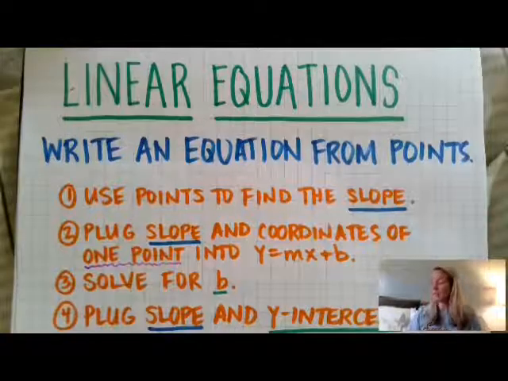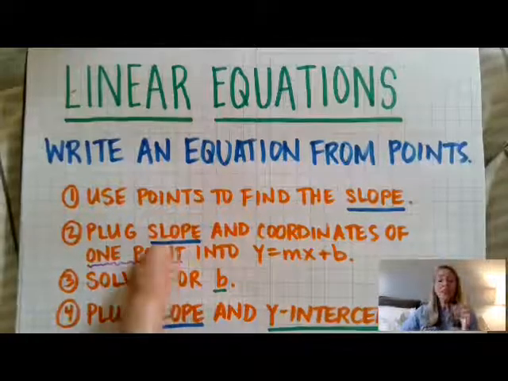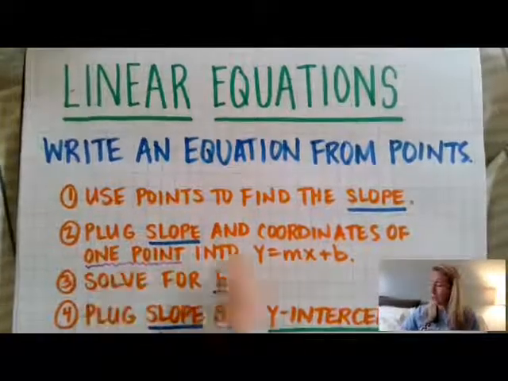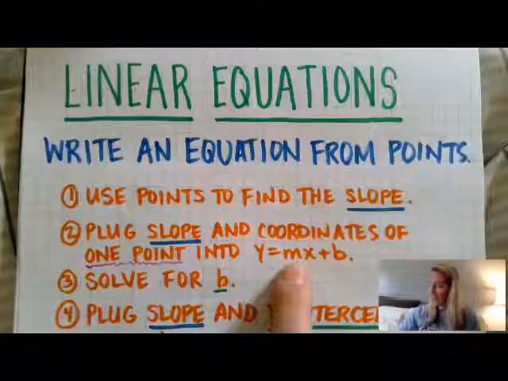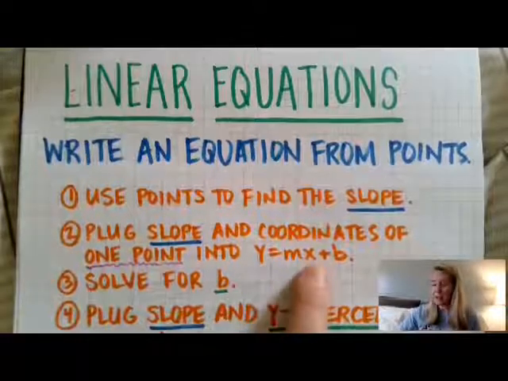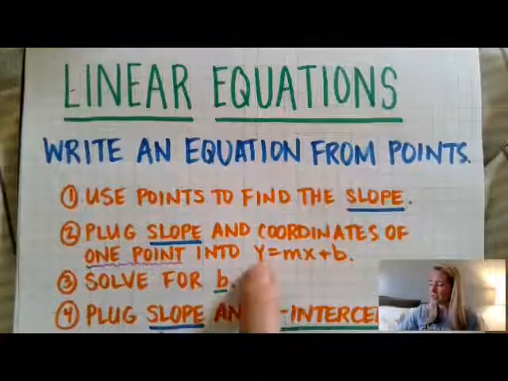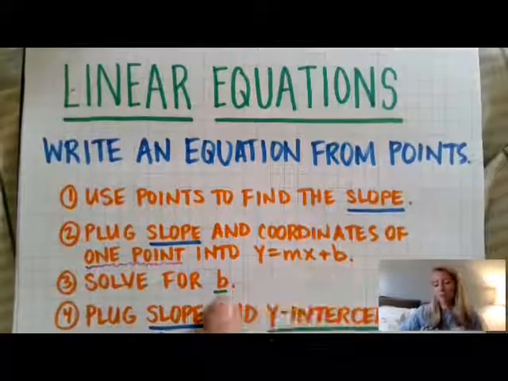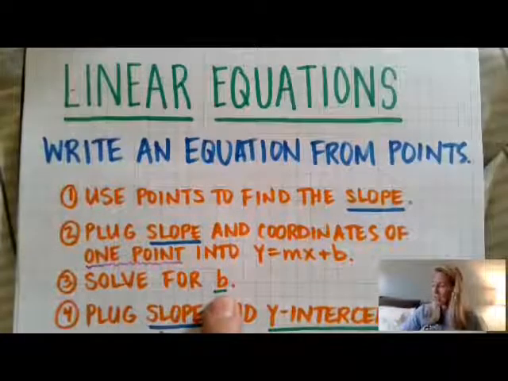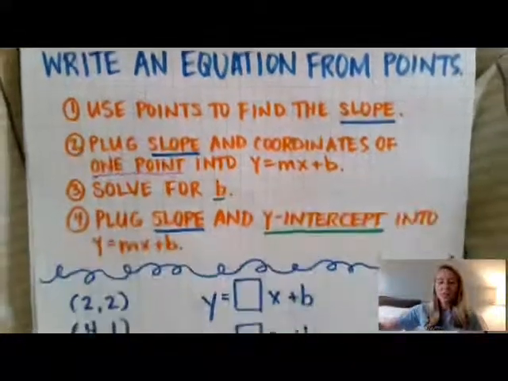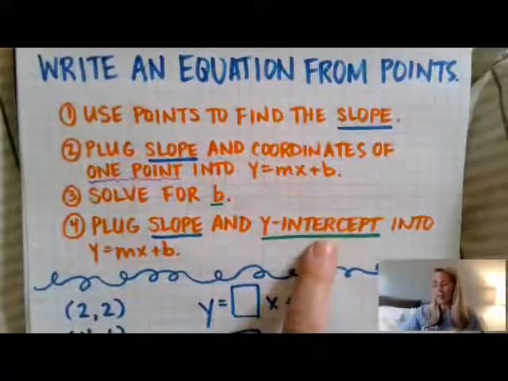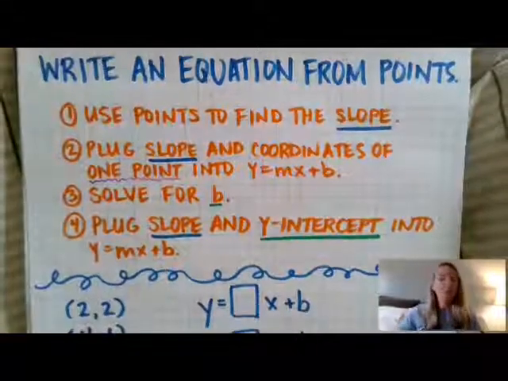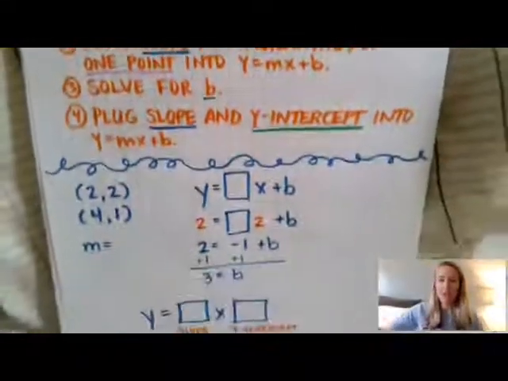So you're going to plug in the slope and the coordinates of one of your points. It doesn't matter. If you know the slope, which is M, and you know a point, that's an X and a Y combo, that means you know 3 out of 4 things. That 4th thing you don't know. So then you just simply solve for it, right? Just like you would solve an equation. And then just plug back in slope and your y-intercept into that format, and you've written the equation from 2 points. Okay, so let's do a quick example.